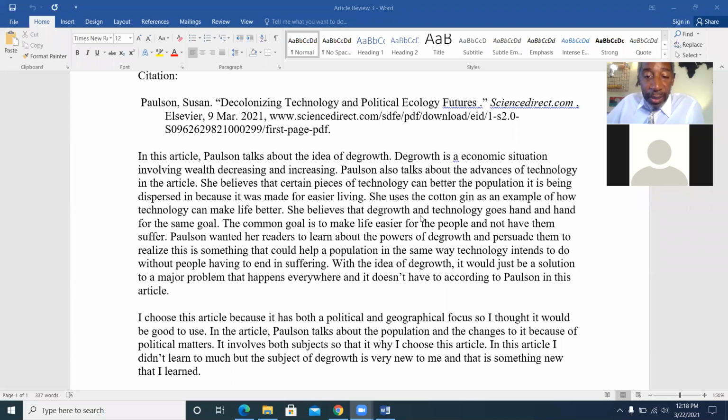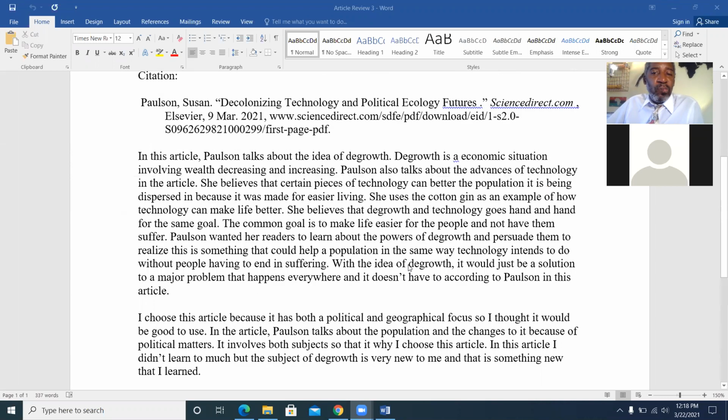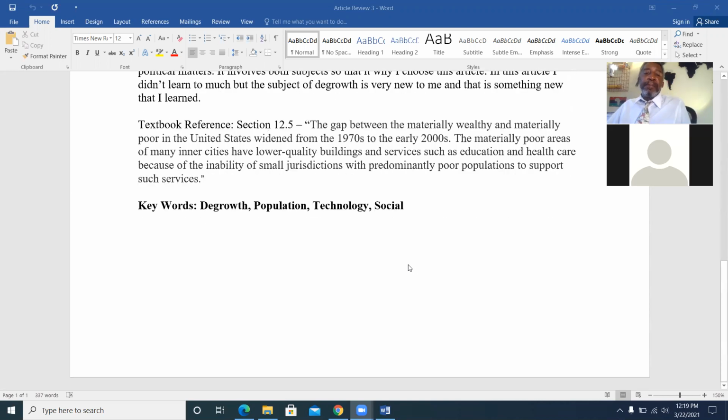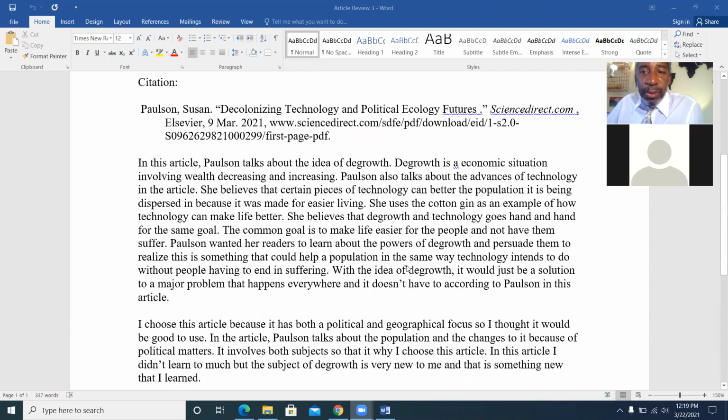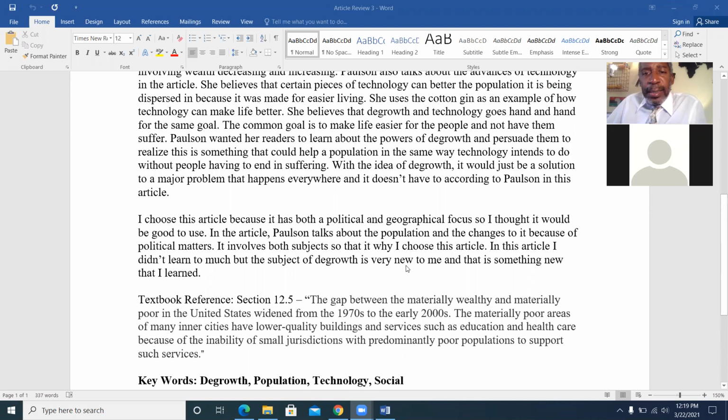I'd probably have to actually read the article to get a better idea. Good word there, degrowth. I didn't know that was a word, but apparently it is. Population, technology, social. I think another keyword might be political ecology for this article. And there's no really specific geographical location that I can identify without reading the article. So the only other thing that I would add as a keyword would be political ecology, or political geography might be another good keyword.